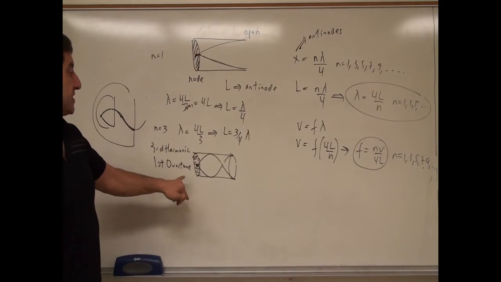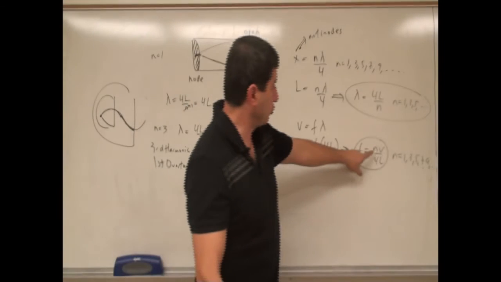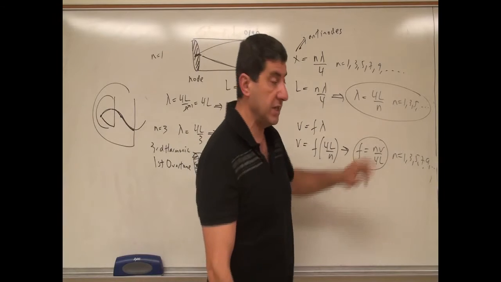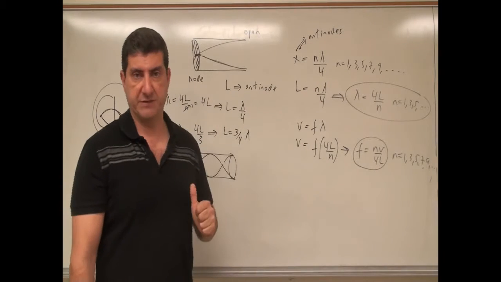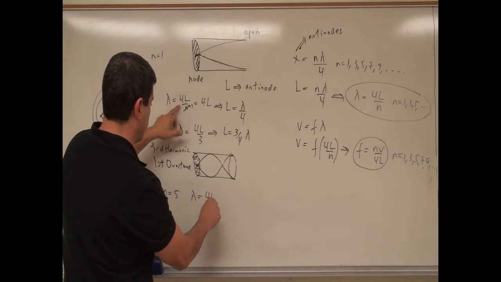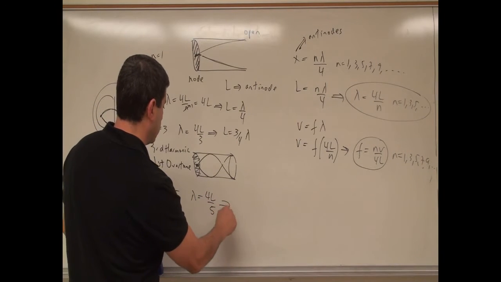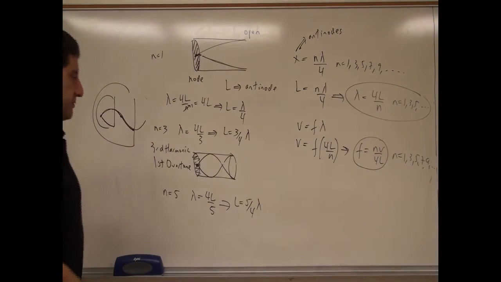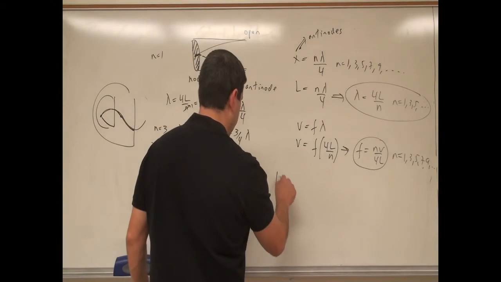And it will be 3 times the frequency, right? N equals 1 will give you f equals v over 4L. N equals 3 will give you 3 times the frequency, right? Now here lambda is equal to 4L over 5. Therefore, L is equal to 5/4 wavelength. So what does the picture look like for that one?